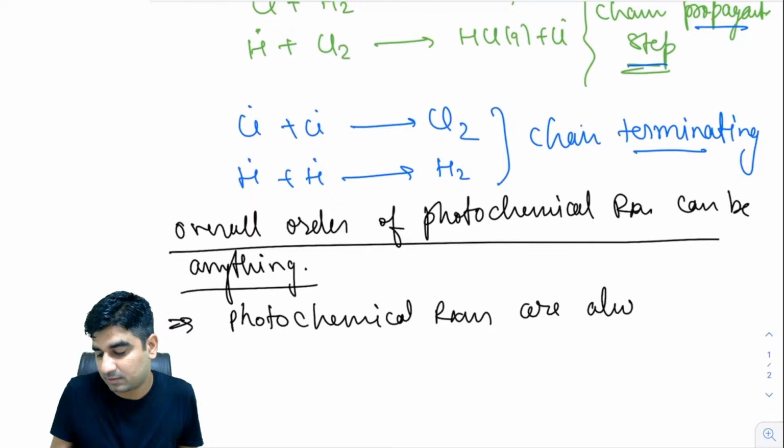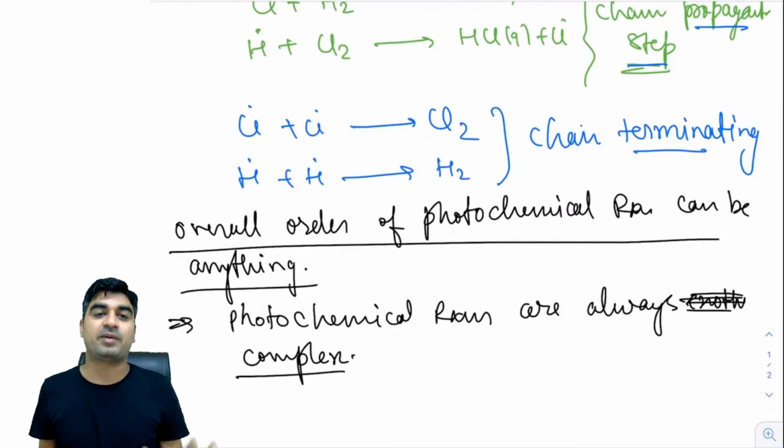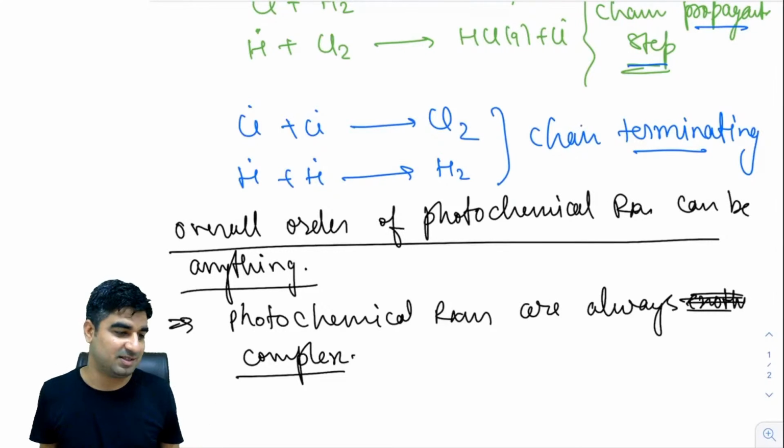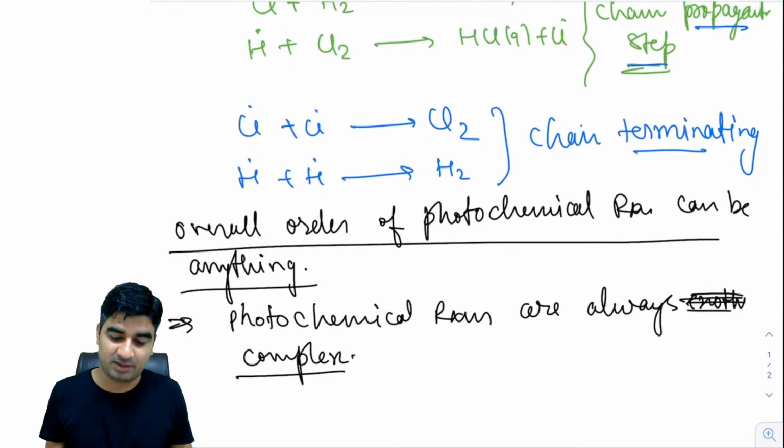And photochemical reactions are always exothermic and complex. There will be no photochemical reaction that takes place in a single step. These will always be complex. I hope you got my point.